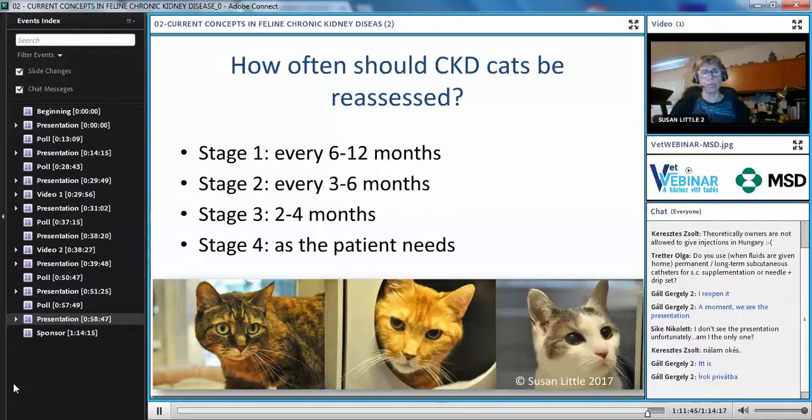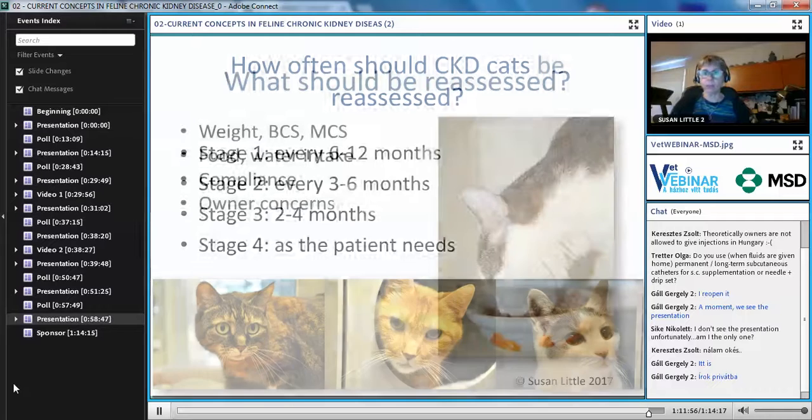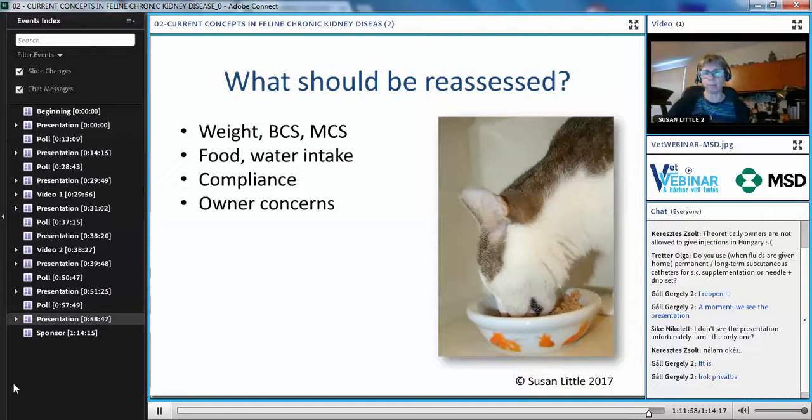So the stage 3 and the stage 4 cats tend to have more problems. They tend to be on more drugs, more therapies. They might even have other diseases going on. And so that's going to dictate how often you would recommend the frequency of monitoring for those patients.